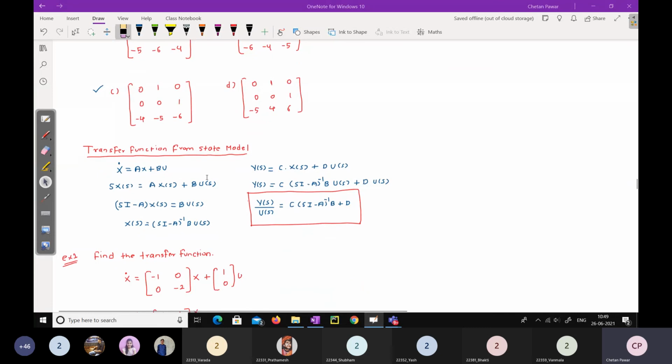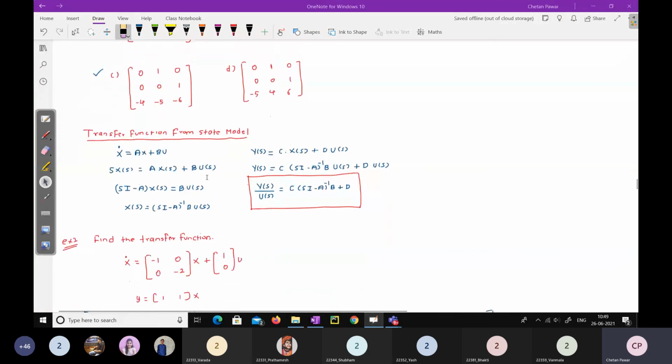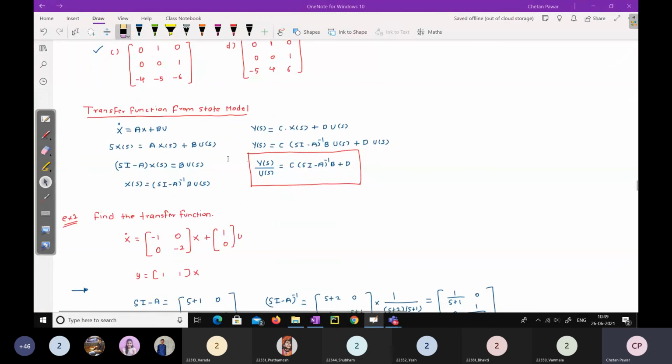Now the next point is, if you want to determine the transfer function from the state model, how will you determine it? Okay. Now the reverse approach. How will you determine the transfer function from the state model?